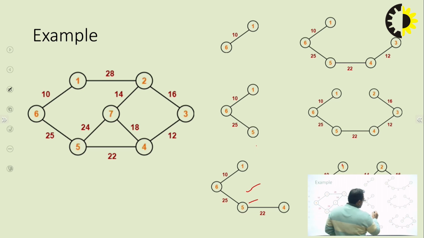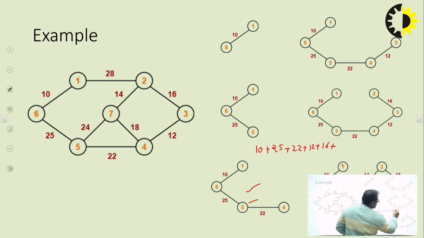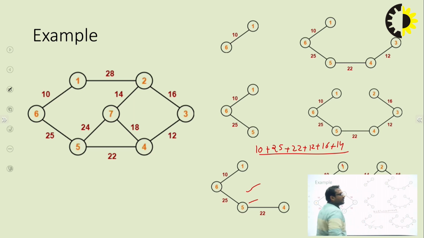You can just add all of them. So 10 plus 25 plus 22 plus 12 plus 16 and plus 14. Right? So this is the total weight. Okay, so the weight is 30, 40, 50, 60, 70, 80, 90, and that is 99. So the minimum spanning tree of this particular graph is this, and the cost of this minimum spanning tree is 99. Got my point?